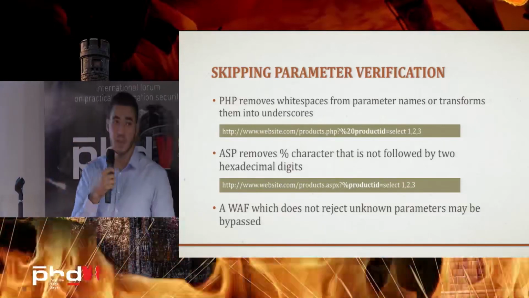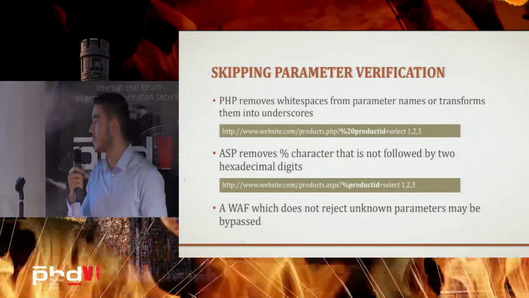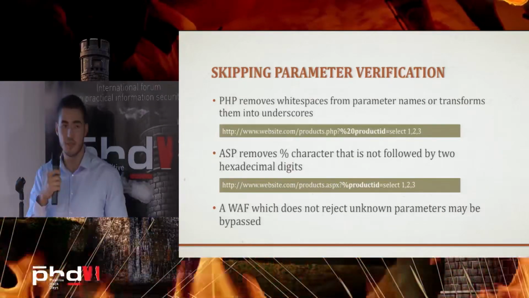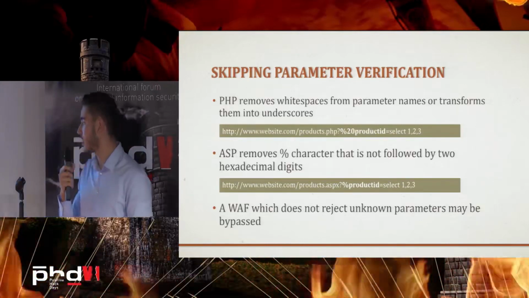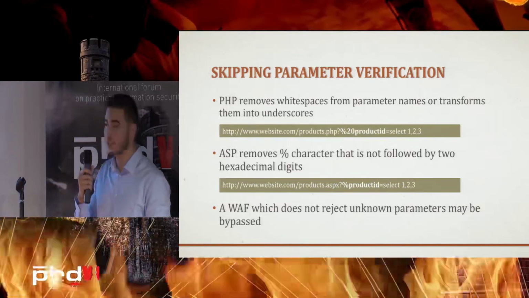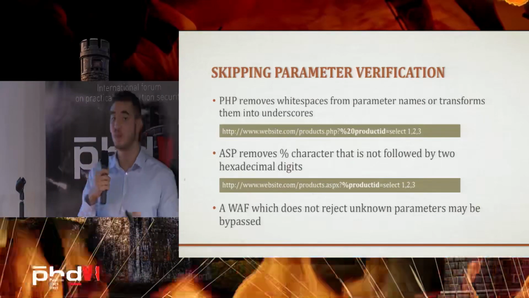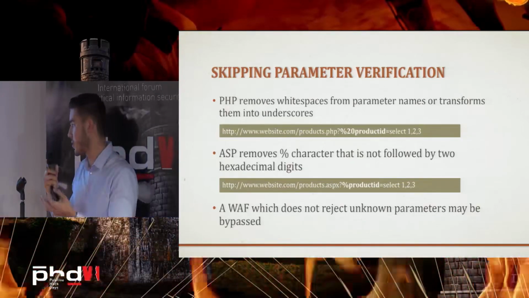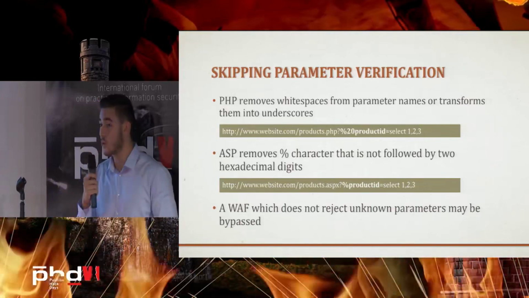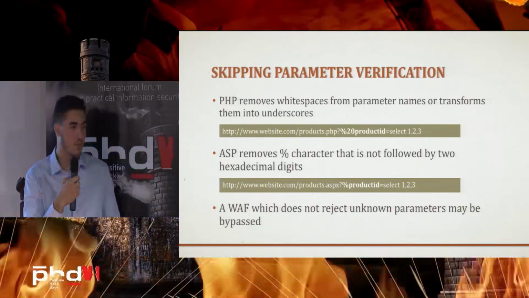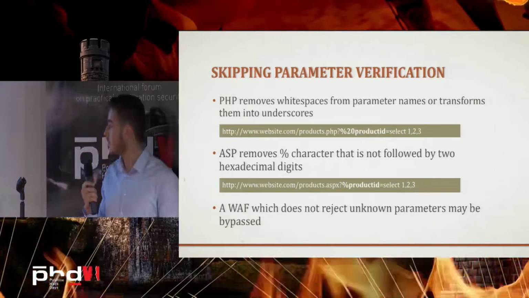The same thing is with ASP. ASP removes percent characters if it is not followed by 2 hexadecimal digits. So also here we have a % and then product ID. The backend sees product ID and the WAF sees something else. It sees % product ID. So if we have a WAF which does not reject unknown parameters, we might have found a bypass.